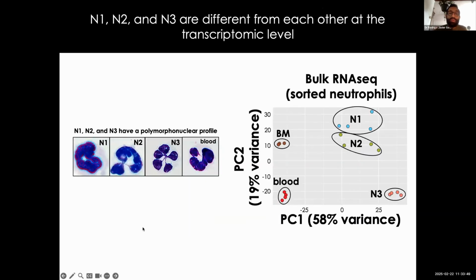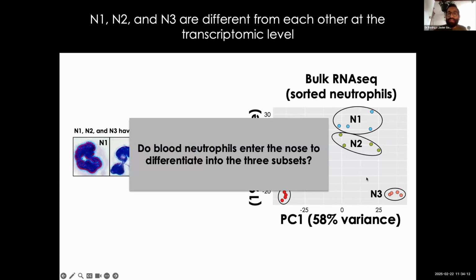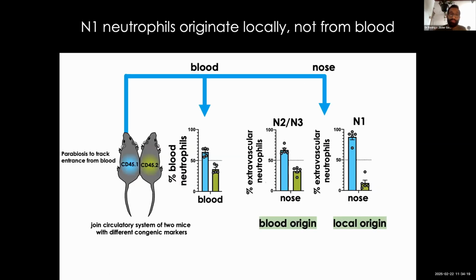And when we look at the nuclei of the three populations, they are comparable to the polymorphonuclear profile of conventional neutrophils such as those from blood. Moreover, if we do bulk RNA sequencing, we see that the three populations are different from bone marrow and blood neutrophils, but they're also different from one another. So the next question that we ask is, do blood neutrophils enter the nose and differentiate into the three subsets? And to answer this question, we use parabiosis.